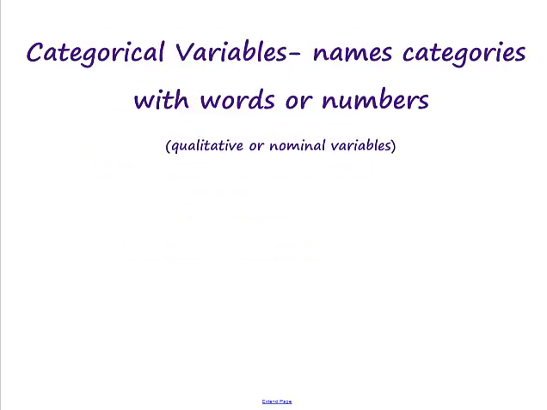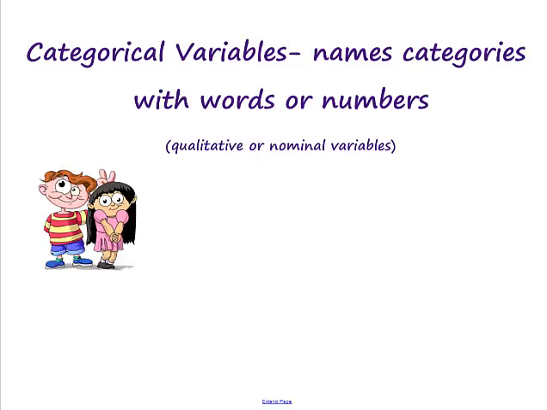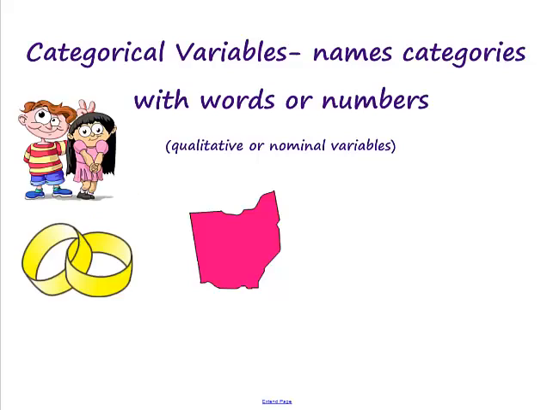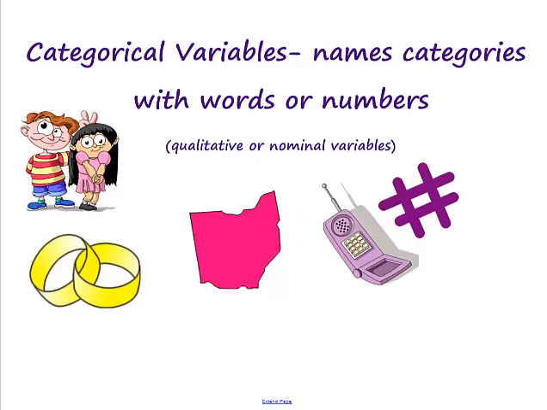The first one we're going to talk about is categorical variables, a variable that names categories with words or numbers. So an example might be having people tell if they are male or female, having people list what state they live in, having people say if they are married or unmarried, or having them give you their phone number. All of these would be examples of categorical variables.